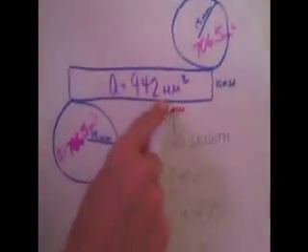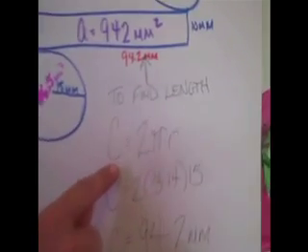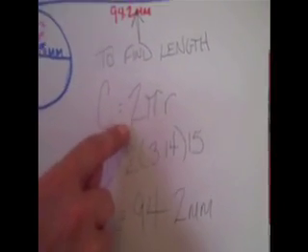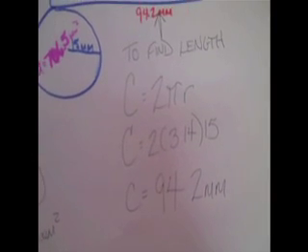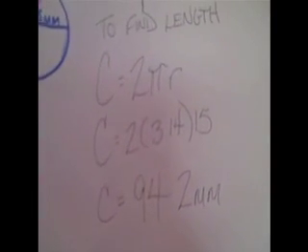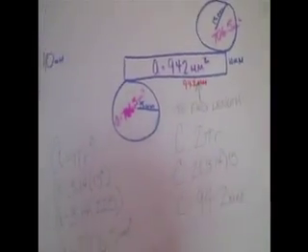Now, to find the length, you have to use circumference because that is what it's going to be all the way around. To find circumference, as we did last week, C equals 2 pi r. You have pi, which is 3.14. The radius is 15. Multiply each one of those together. Your answer for the circumference is 94.2 millimeters.